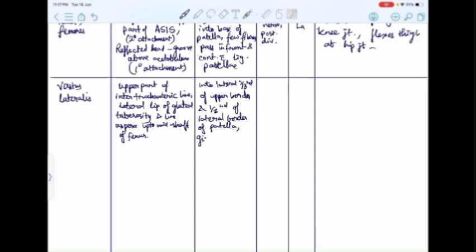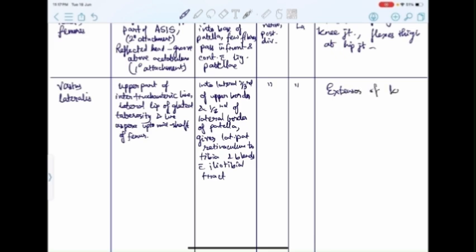Patella gives the lateral patellar retinaculum to the tibia. This sentence is not very important, you may write this part down. And it blends with the iliotibial tract. What is the iliotibial tract? We'll come to know it very shortly. It's also the same extensor of the knee joint. Wonderful.